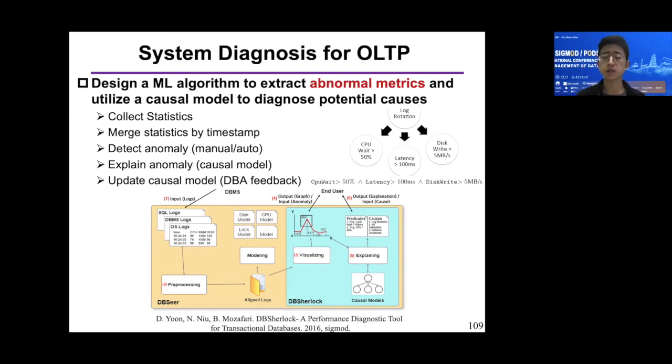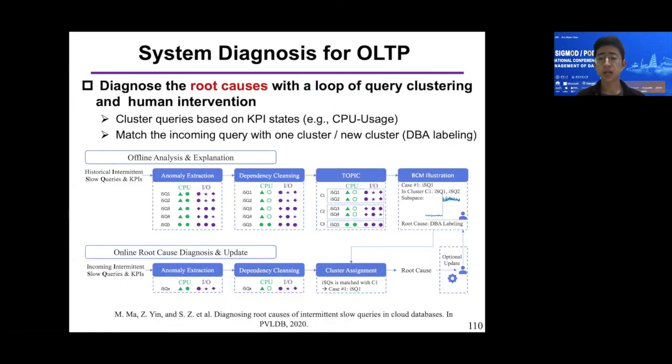First, for system diagnosis for OLTP, the method takes the whole workload into consideration. One method designs a machine learning algorithm to extract abnormal metrics and utilizes a causal model to diagnose the potential causes. They collect the statistics and merge them based on the time step, and then explain the root causes with the causal model, where each root cause is a cause variable with several effect predicates like the CPU wait, latency, and disk write.